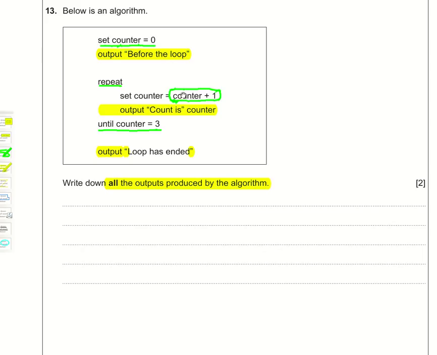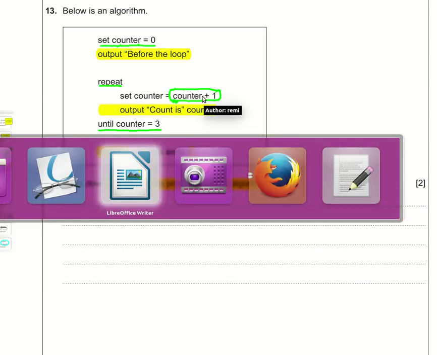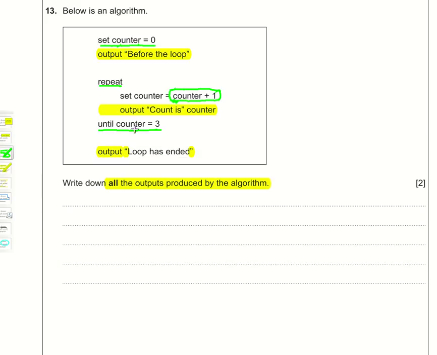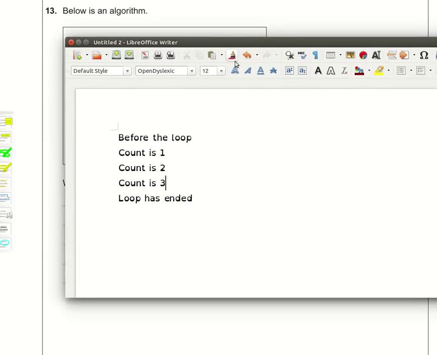So the first time you go through the loop, you increase the counter from 0 to 1, and then you output on the screen count is and then the value of counter, which at that time will be 1. So let's go back to my output here. Count is 1. But then I go round the loop again, and this time count will be 2. And then one last time, count is 3. At that point, I reach the stop condition for my repeat loop. Counter equals 3, and I exit the loop and then display loop has ended. So this here is what you should write as the answer for this question in the exam.